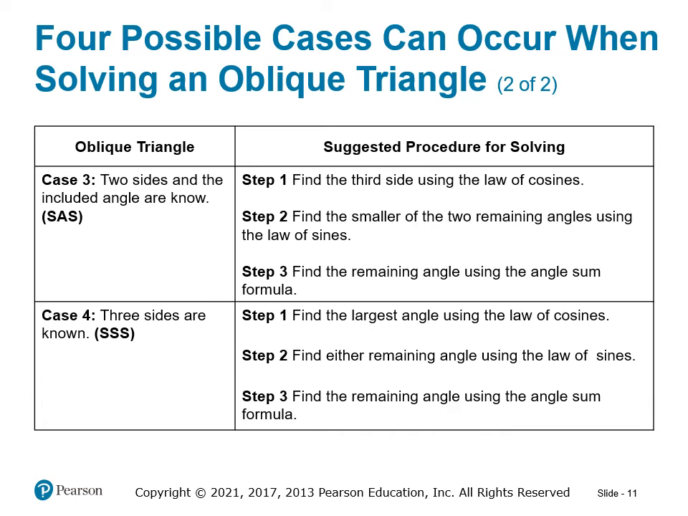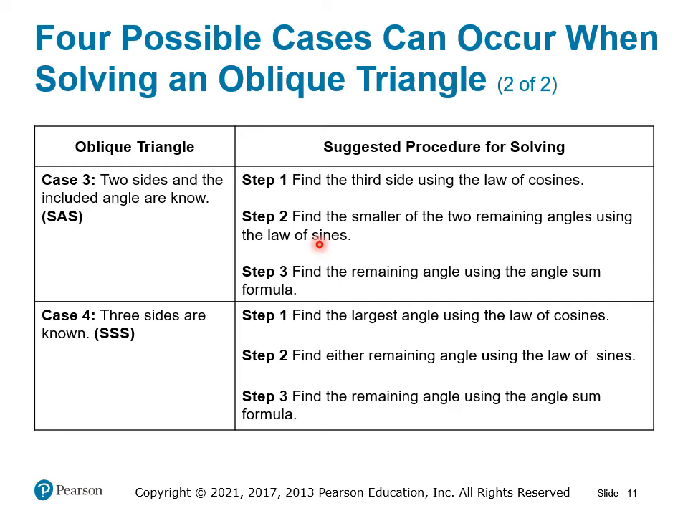Case 3, this is two sides and the included angle. These case 3 and case 4 are the ones that we just did. Here's where we find the third side using the law of cosines. And then we find the smaller of the two remaining angles using the law of sines. This is so we don't get confused and we don't build two triangles.